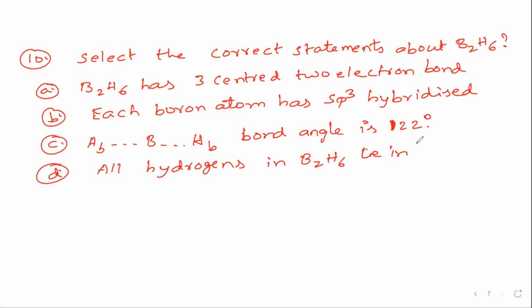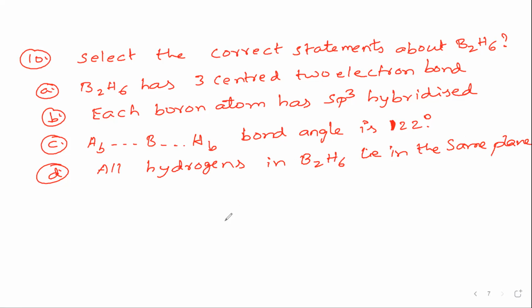So this is the wrong option, because the bridging hydrogens will be above or below the plane. Only four hydrogen atoms lie in the same plane, that is, the terminal hydrogen atoms. This is a question with more than one correct option.